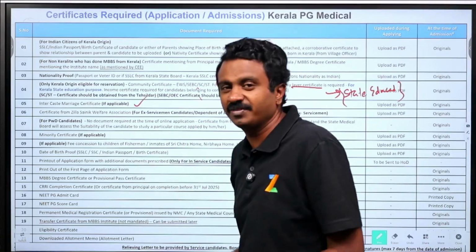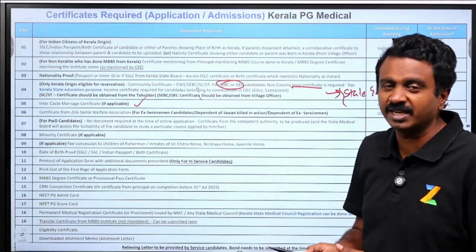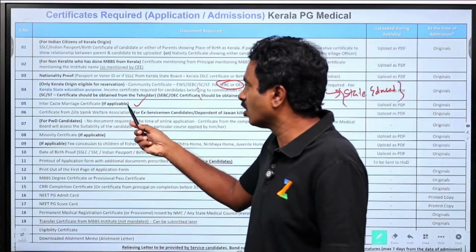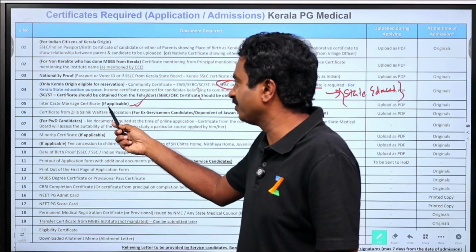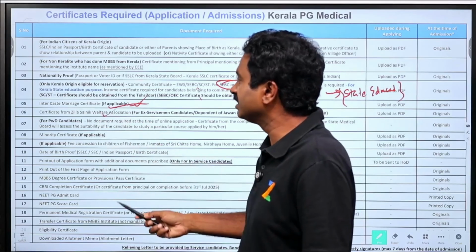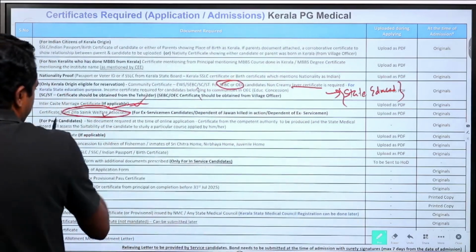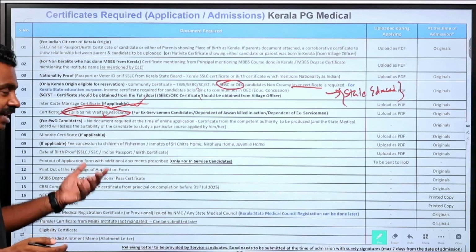Intercaste marriage certificate, if it is applicable. If your parents belong to two different caste categories, you choose one of them, and you will have an option during the registration for that. You'll have to get a certificate from the authority. Just check whether it should be the Tahsildar or the village officer. We would have done it as part of the Kerala demo itself.